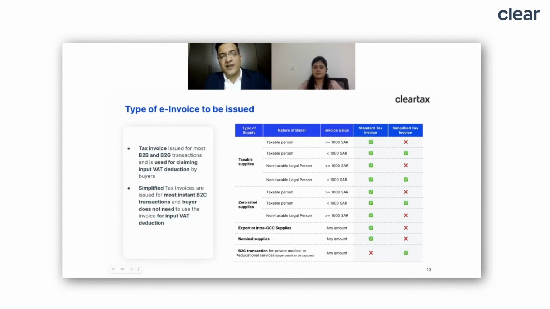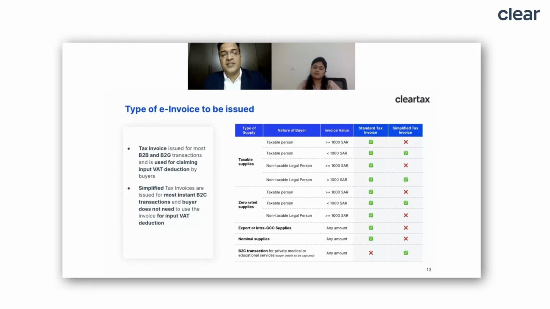Now let's understand the different types of supply and the nature of the buyer on the basis of which you are required to generate your invoices. Let's say you are doing a taxable supply or a zero rated supply, and your buyer is a taxable person or a non-taxable legal person. If the value of the transaction is greater than or equal to 1000 Saudi riyals, you are required to issue a standard tax invoice. Please note that it can be a taxable supply or a zero rated supply, and the government asks for issuing the standard tax invoice.